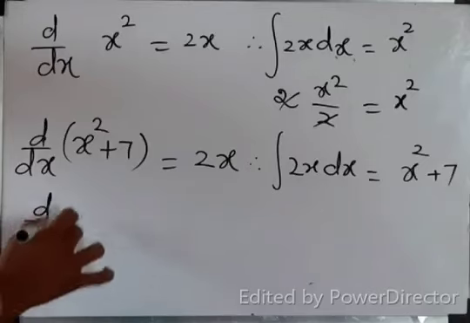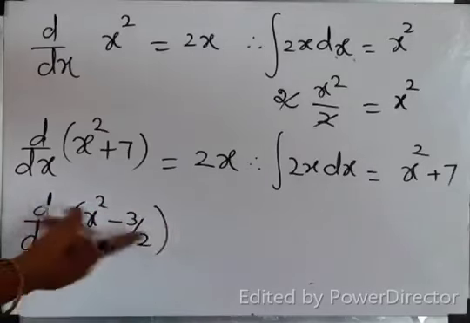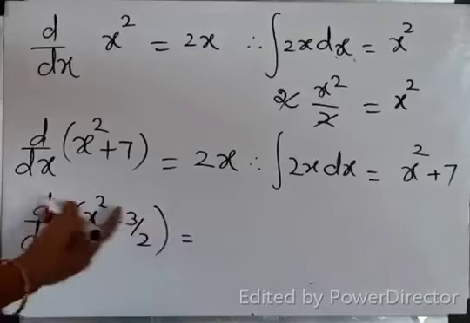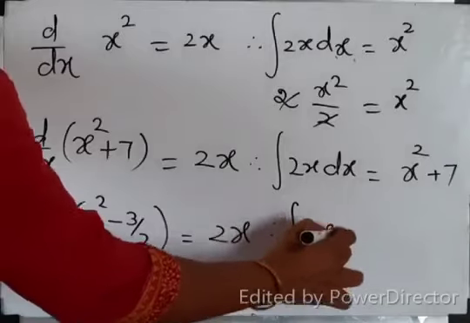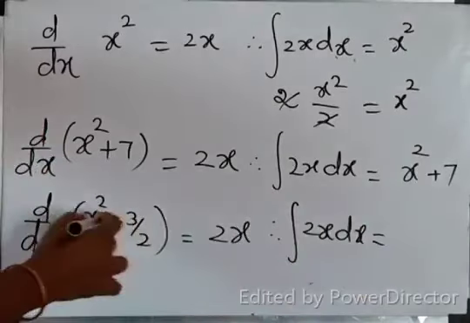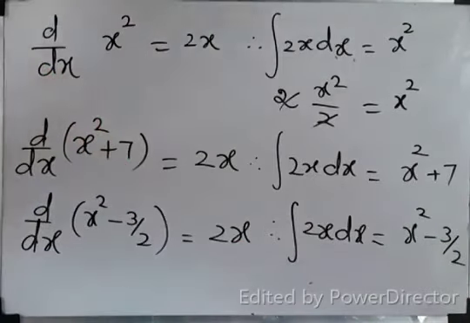Okay, now, wait, I will tell you. D by dx of x squared minus 3 by 2. Suppose this is your question. What is your answer? 2x alone. Therefore, if you integrate 2x dx, what should be your answer? X squared minus 3 by 2. Correct.